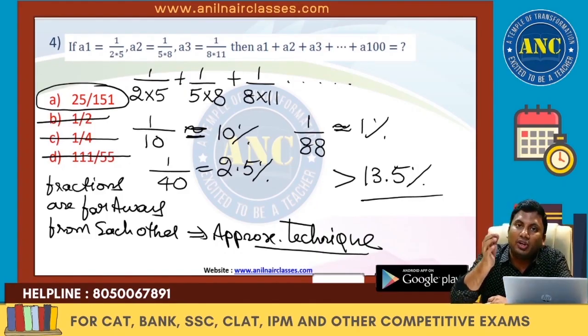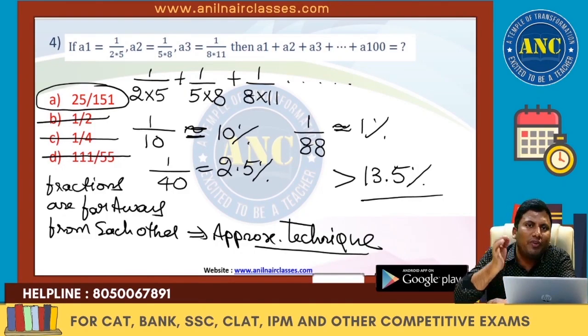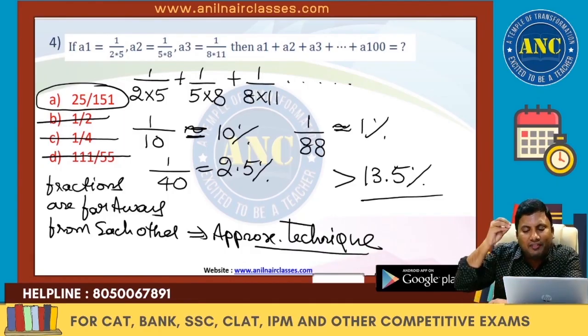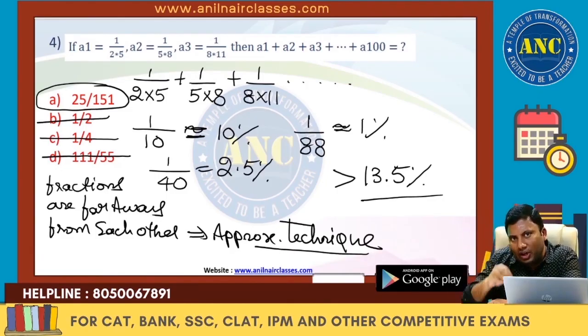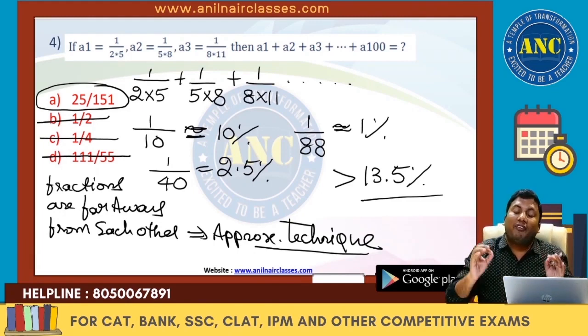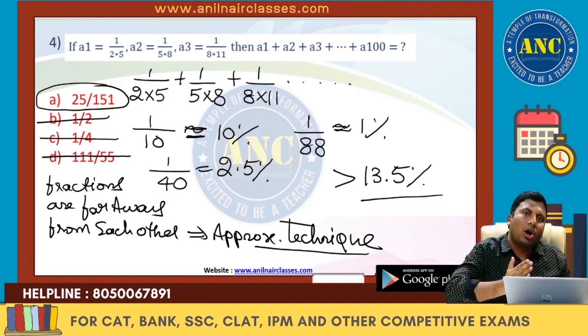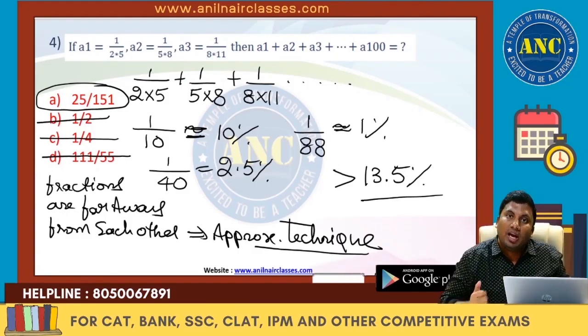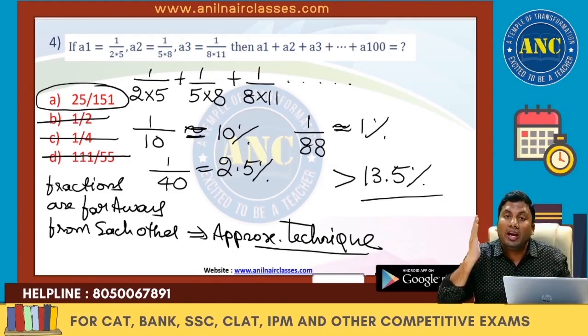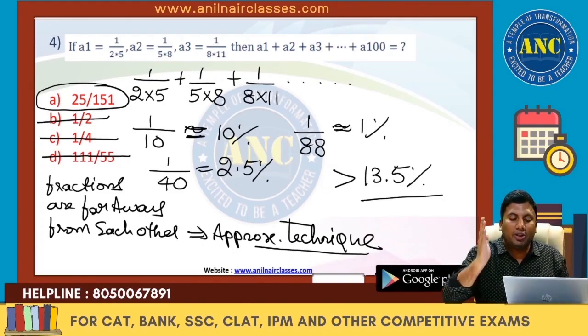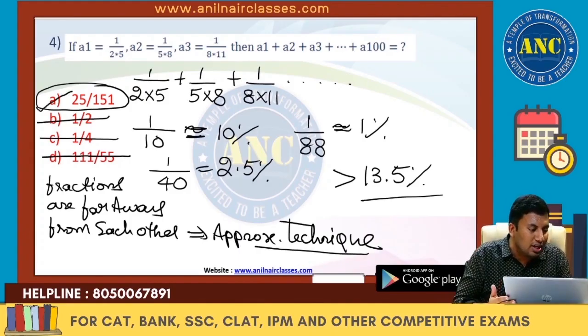Now let us check by using method 2 whether I solved it right or wrong. In this one, most of the students will find out a100, substitute the value and use method 2. I am telling you, no need. If the answer options are far away from each other, straight bang on, use the approximation concept. If the answer options are closer to each other, then go to method 2 and eliminate the wrong answer options depending upon the denominator value. The answer for this question is 25 by 151. Let me check whether this is the answer.